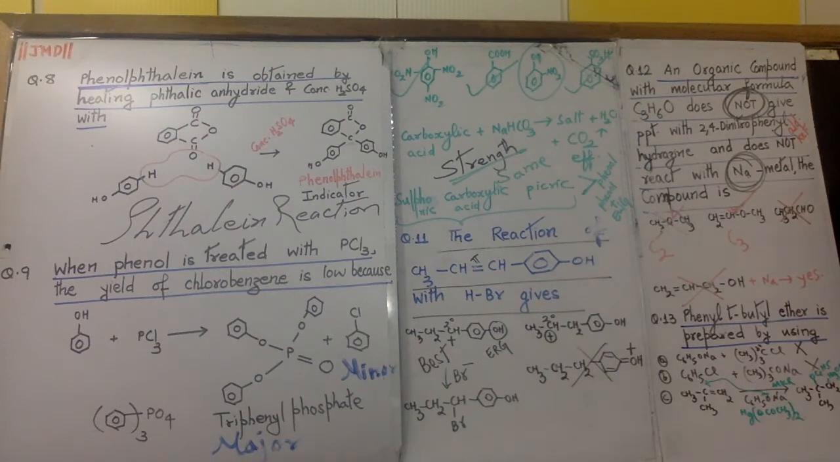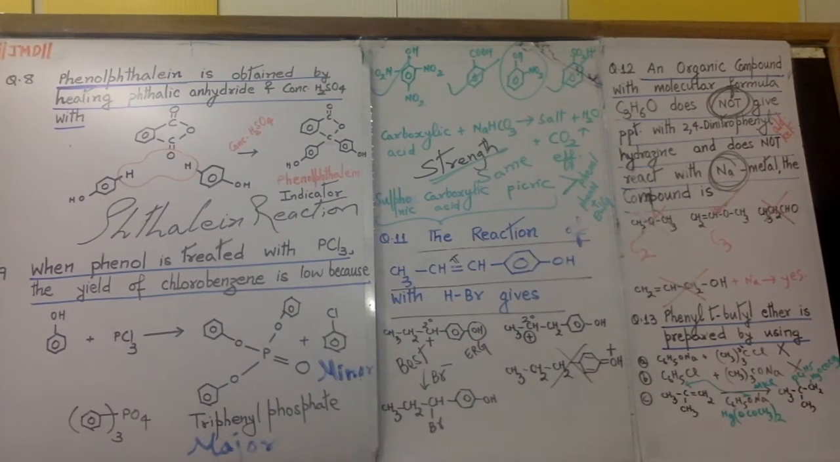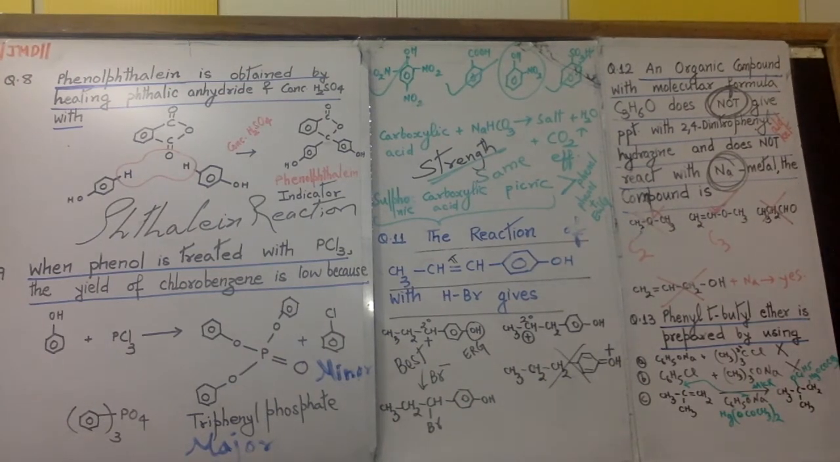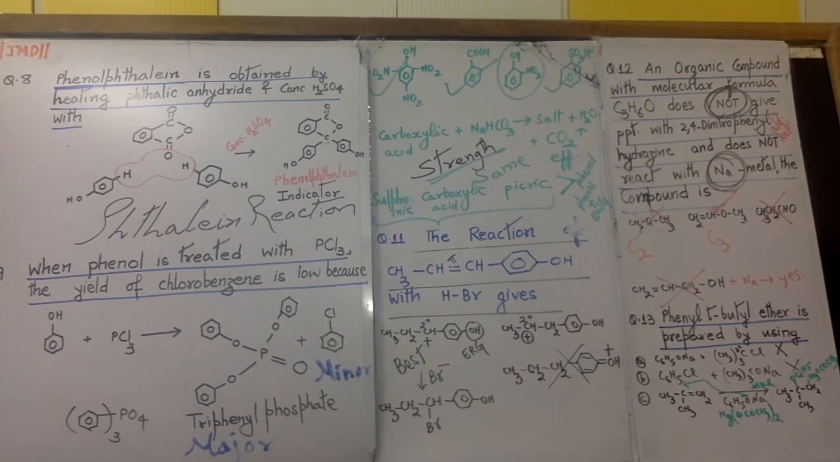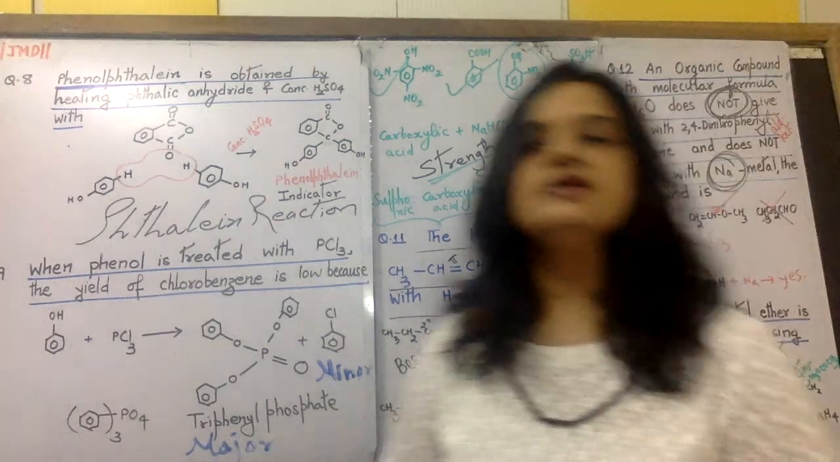I'll just shift the board a little bit there. Yep, now it's visible. Okay, so then when I treat it with NaBH4, reduction takes place and I get CH3, CH3, CH3, and here OC6H5, which is phenyl tertiary butyl ether.